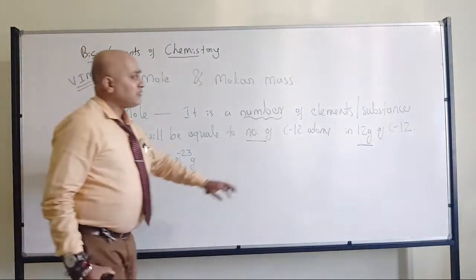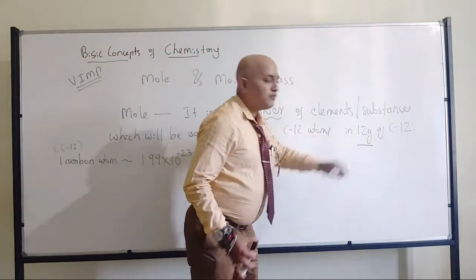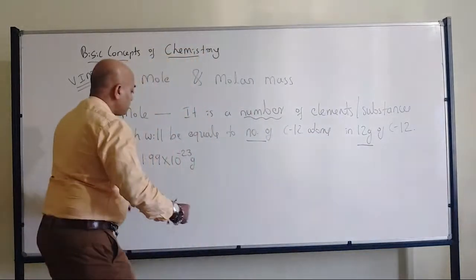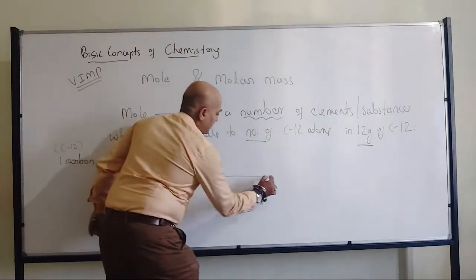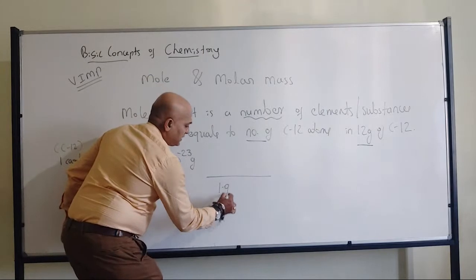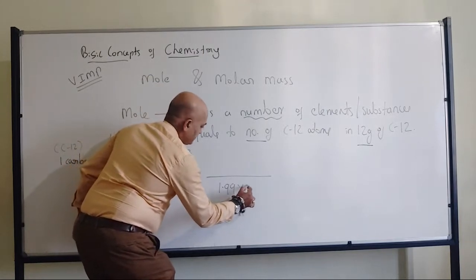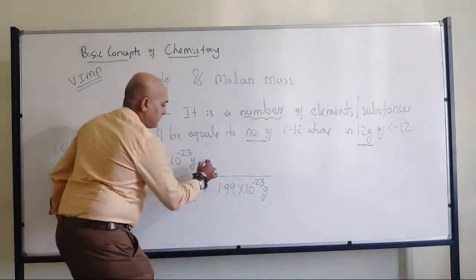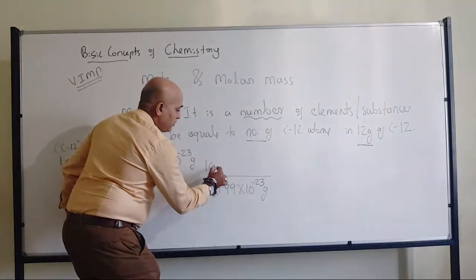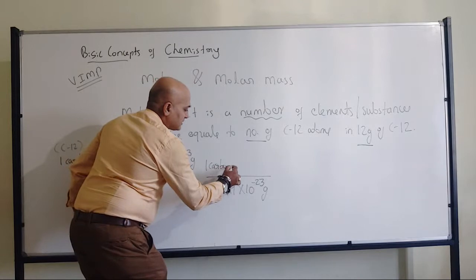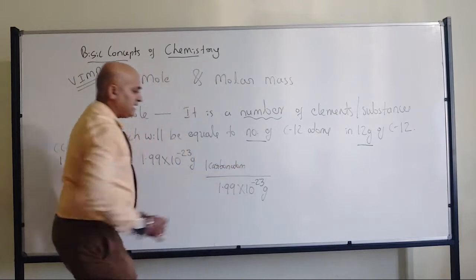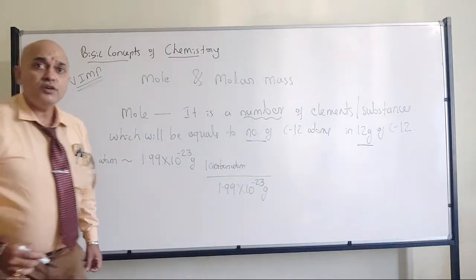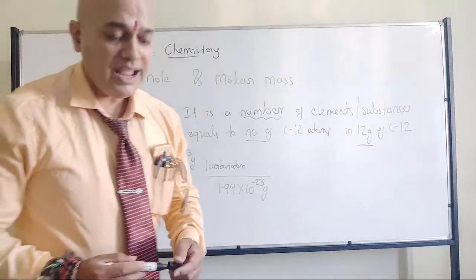Now we can calculate how many atoms will be there in 12 gram. How to do that? For 1.99 into 10 to the power of minus 23 grams of carbon, it corresponds to 1 carbon atom. All of you will agree? It corresponds to 1 carbon atom.